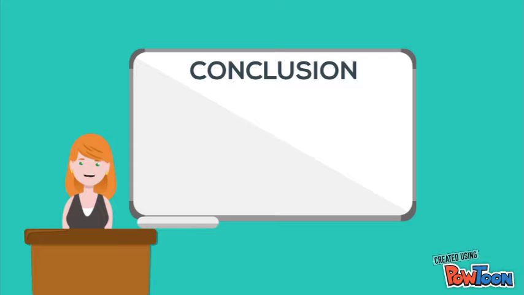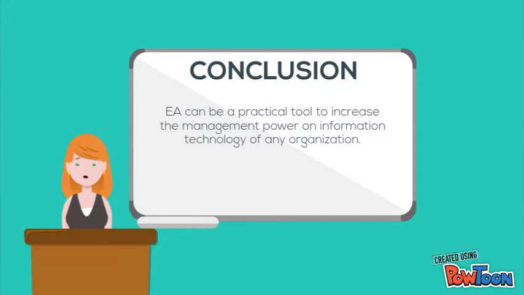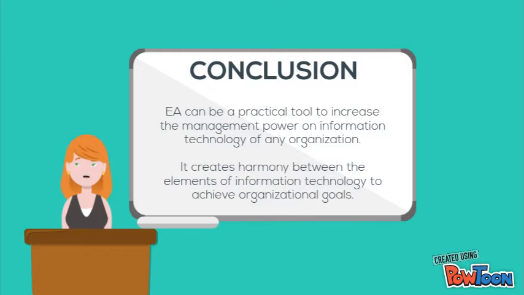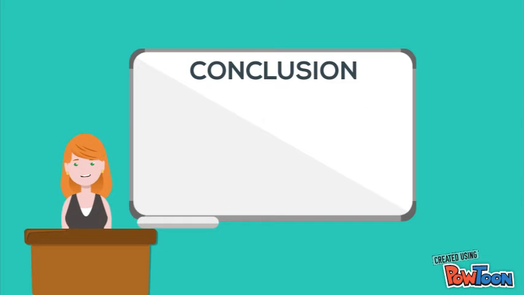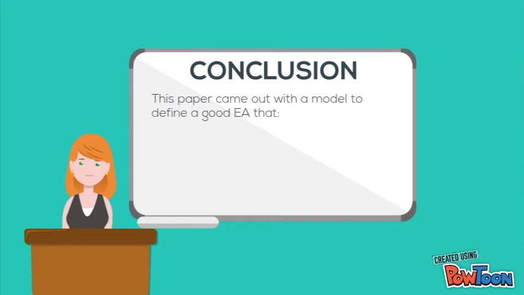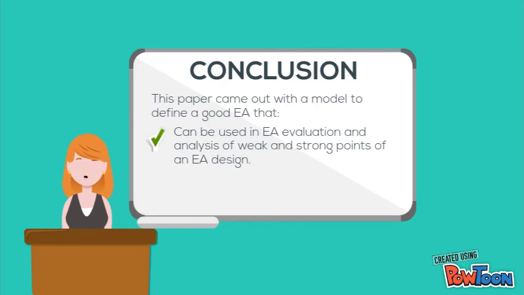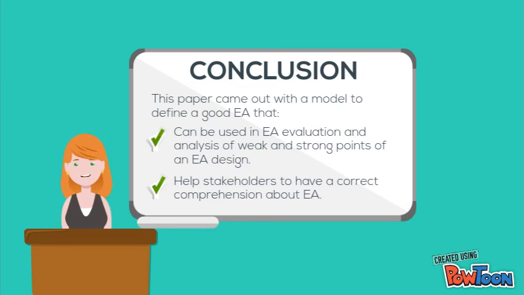Finally, we have come to the conclusion. EA can be a practical tool to increase the management power on IT of any organization. It creates harmony between the elements of IT to achieve organizational goals. This paper came up with a model to define a good EA that can be used in EA evaluation and also used as an analysis of strong and weak points of EA design. It also helps stakeholders to have a correct comprehension about EA.